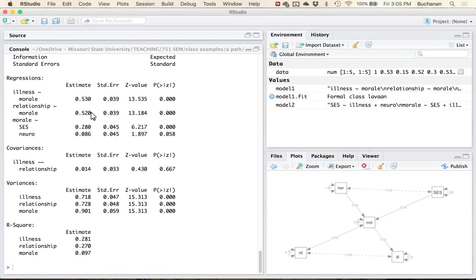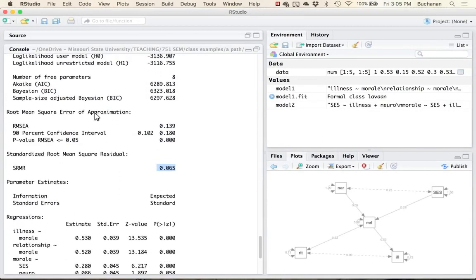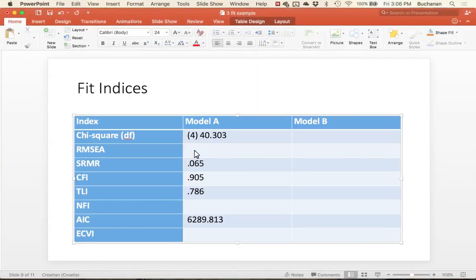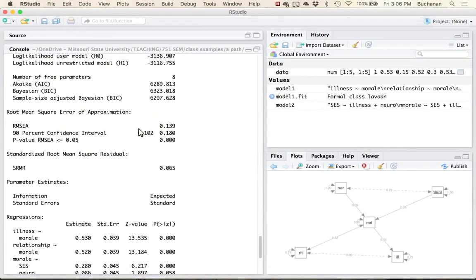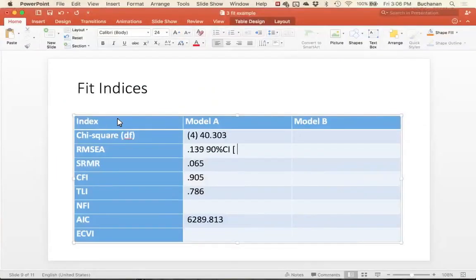And then here are actual parameter estimates. I missed RMSEA. There it is. I skipped it, sorry. So RMSEA is 0.14. It's not very good. And then the 90% confidence interval, which you can write as 90% CI, square brackets, it's a little unusual, is 0.102 to 0.180. And normally you don't include that space. I just try to space it out so you can see it a little better.